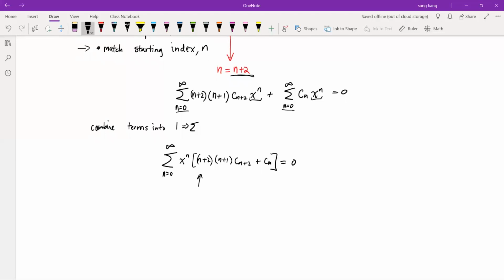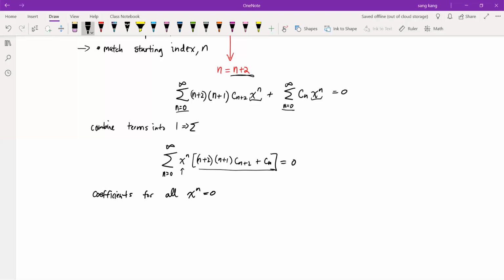Well, in order for this polynomial to equal 0 for all values of x, your coefficients have to equal 0. Okay? So your coefficients here for this particular x to the n have to equal 0. And that would satisfy that for all values of x to the n, whatever n may be, your left-hand side will equal 0. So that will guarantee that. So your coefficients for all x to the n must equal 0.